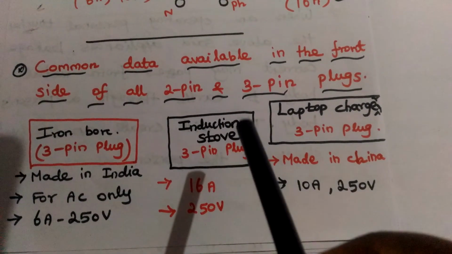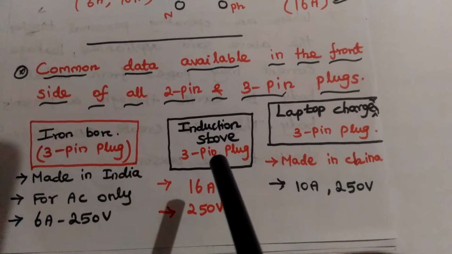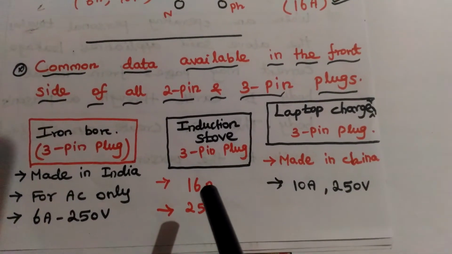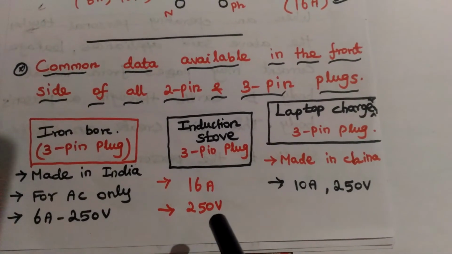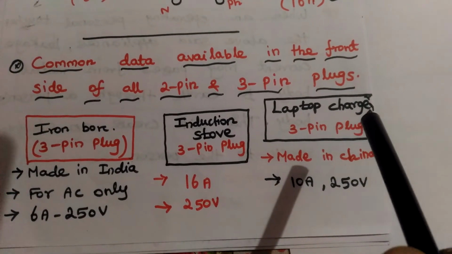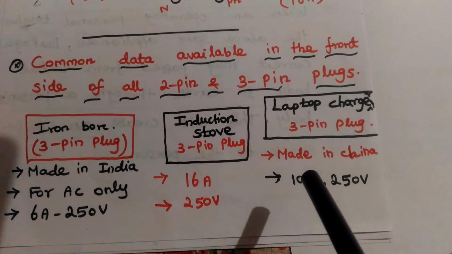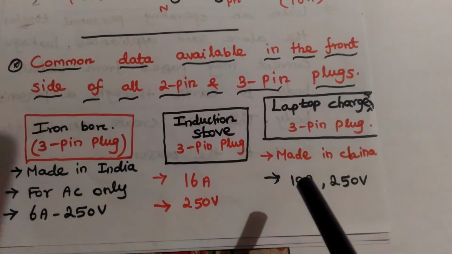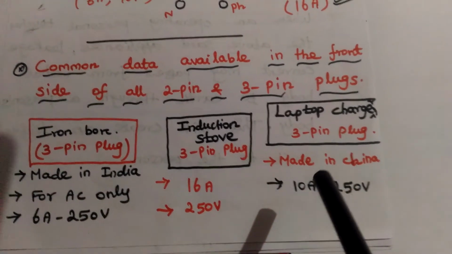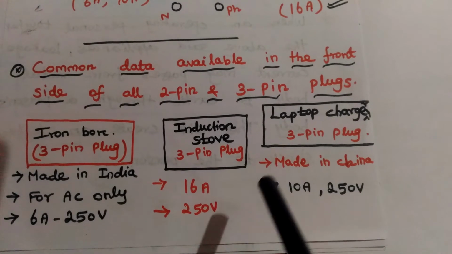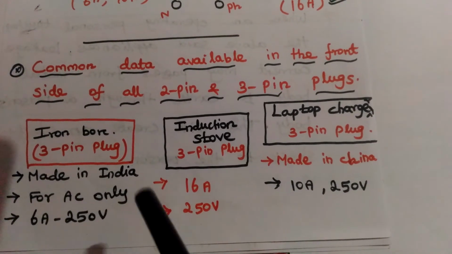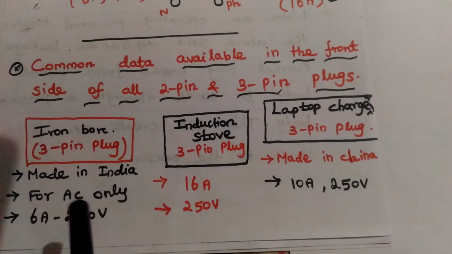If we take the induction stove, again we are using a 3-pin plug. Here also the indications are 16 amps and 250 volt. If you take the laptop charger, we are using a 3-pin plug, and the data available on that plug is made in China, 10 amps, 250 volt. So these are some common data available on the front side of the plug itself.